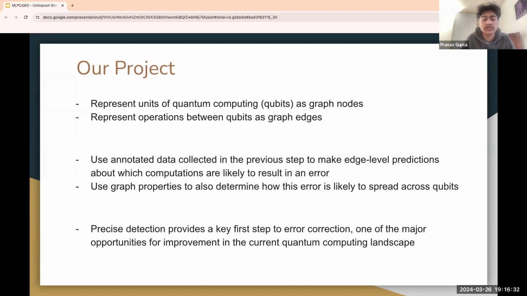Furthermore, we want to use precise detection as a key first step to this error correction problem, which has the benefit of being one of the major opportunities for improvement in the current quantum computing space.